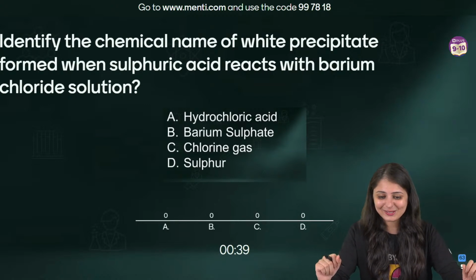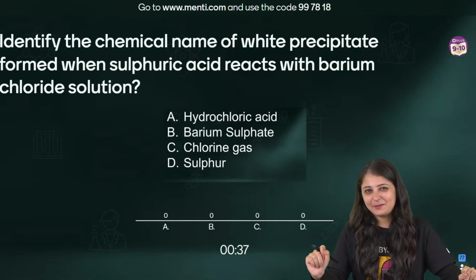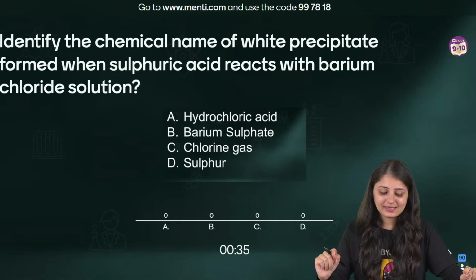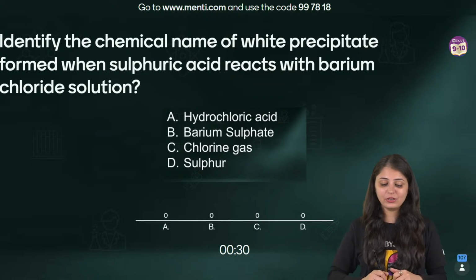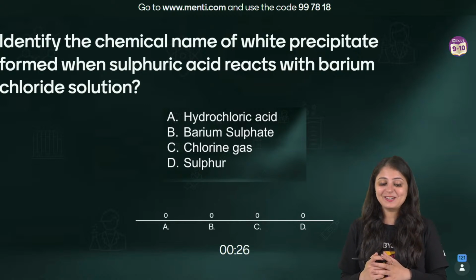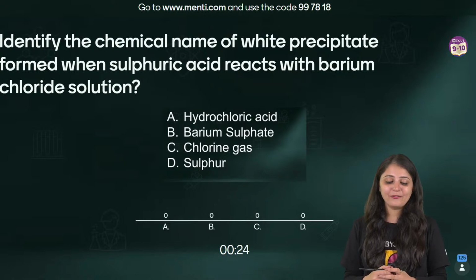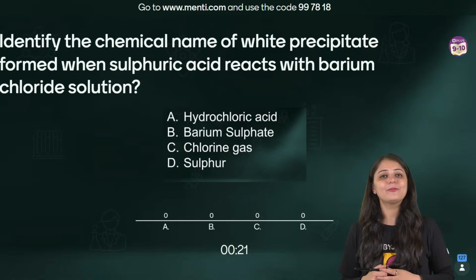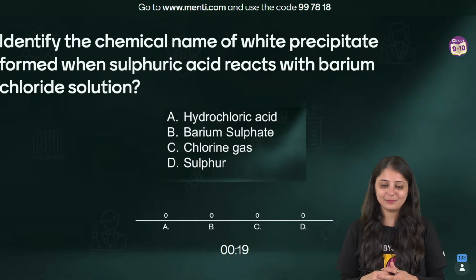Hey, you'll have to think this one. You might need a pen and paper. Is it hydrochloric acid, barium sulfate, chlorine gas, or sulfur? But if you read the question carefully, you'll understand a hint is hidden in the question itself. Identify the chemical name of the white precipitate formed when sulfuric acid reacts with barium chloride.